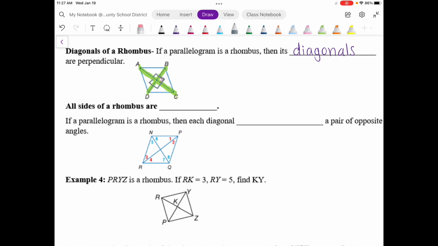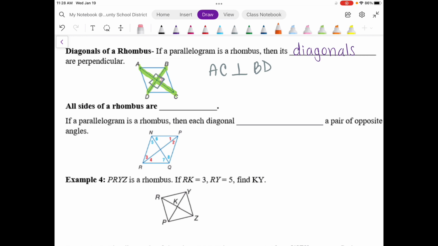So here I could say that the line AC is perpendicular. Remember, the upside down T is one way I can say perpendicular to the segment B. Oops, that's a D. BD. Okay, so the diagonals are perpendicular to each other.